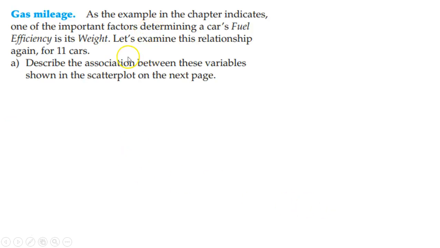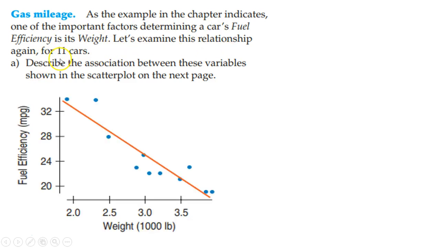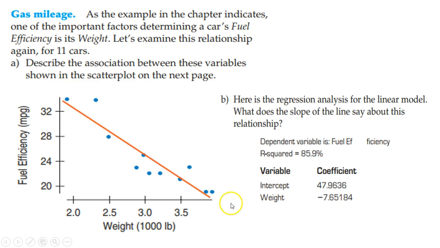Taking a look at this one, it says, as the example in the chapter indicates, one of the important factors determining a car's fuel efficiency is its weight. So let's examine this relationship again for 11 cars. And it says, describe the association between these variables shown in the scatter plot. So as I look at this, it's fuel efficiency in miles per gallon and their weight. It looks like, for these 11 cars, it's going down, right? So that's what it's looking like. So it says, describe the association.